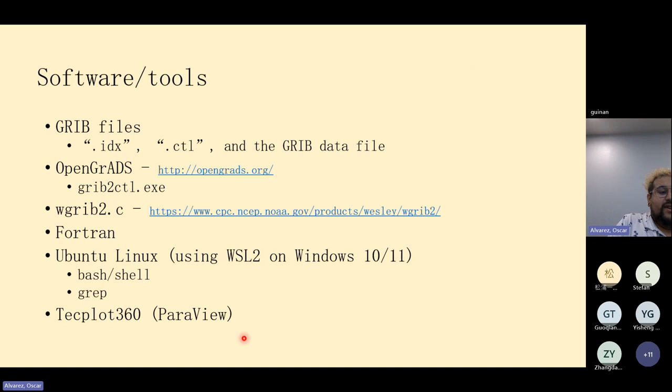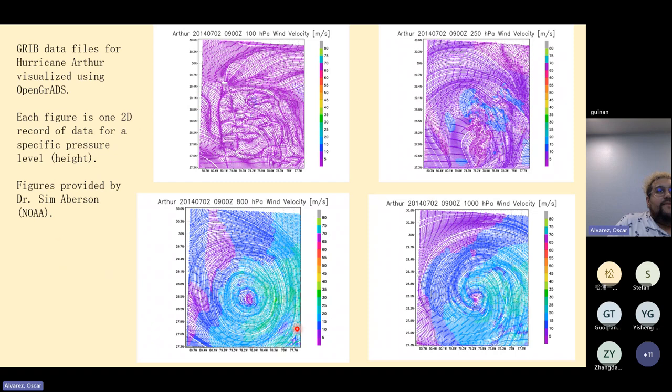So the software and tools that I used to accomplish this were, of course, the GRIB files, which have an index file, a control file, and the actual GRIB data file. One common open source package for visualizing these GRIB files is called OpenGrADS. WGRIB2.c is a file that will turn the GRIB files into readable text. I used Fortran, Ubuntu Linux with Windows, and I used Tecplot 360, but you could use ParaView for visualizing the Plot3D files.